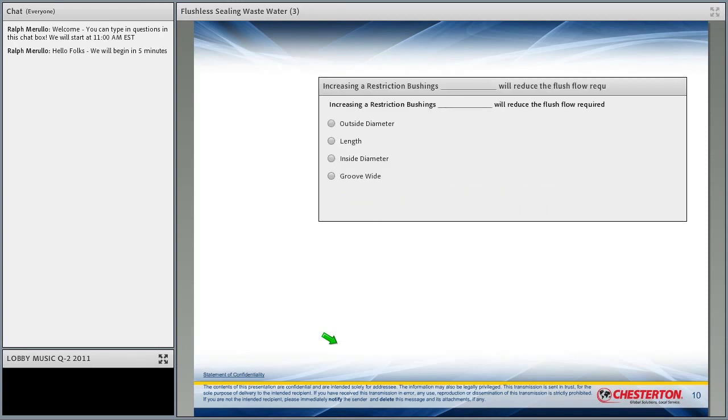I'm going to open this question, and the question is: increasing a restriction bushing's blank will reduce the flush flow required. Outside diameter, length, inside diameter, or groove width. Let's see what folks vote here.